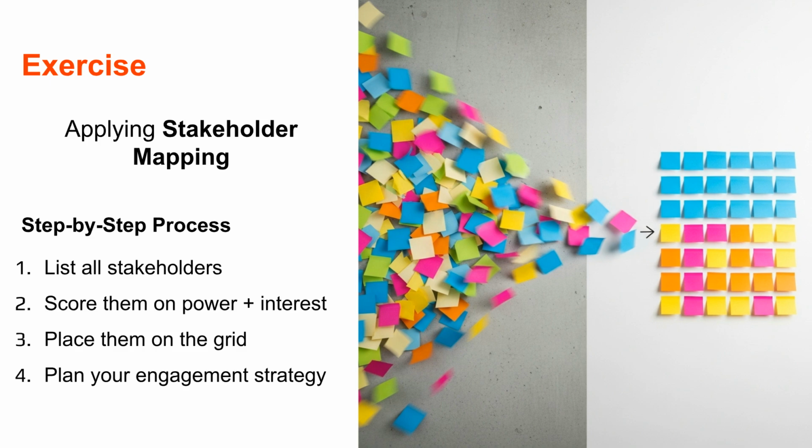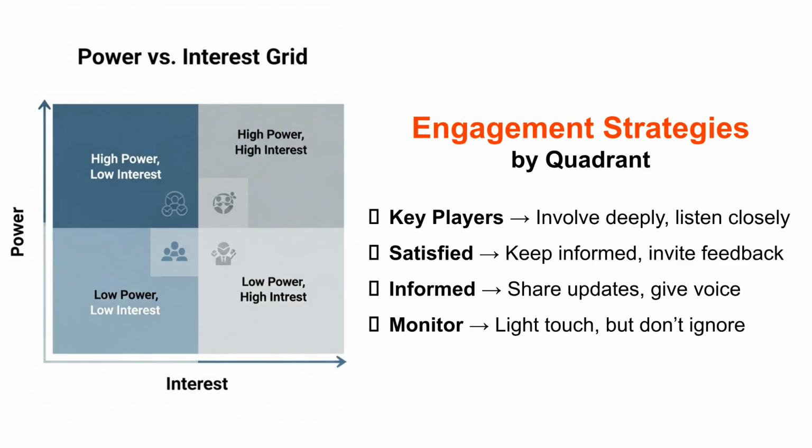Now let's apply stakeholder mapping with a step-by-step exercise. First, list all stakeholders. Then, score their power and interest to place them on the grid. Finally, plan your engagement strategy based on their position. Engagement strategies vary by quadrant. For key players, involve them deeply. For those to keep satisfied, inform them and invite feedback. Keep informed stakeholders updated and give them a voice. For those to monitor, maintain a light touch but stay aware.